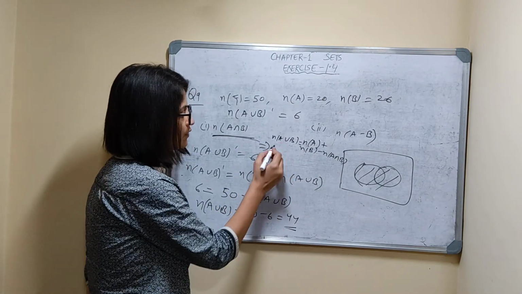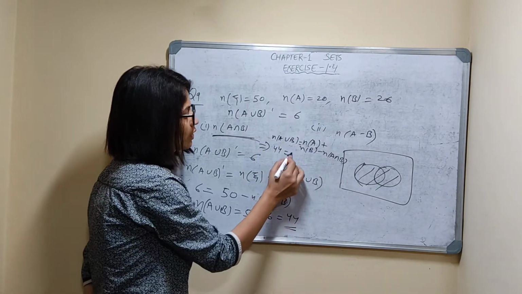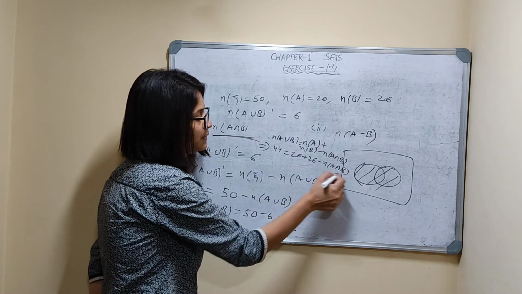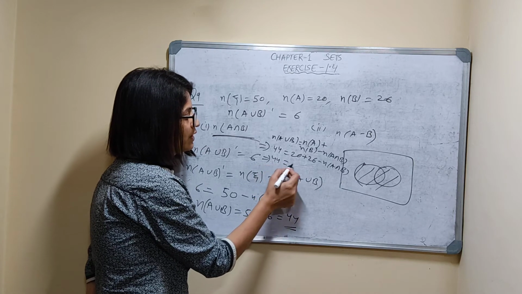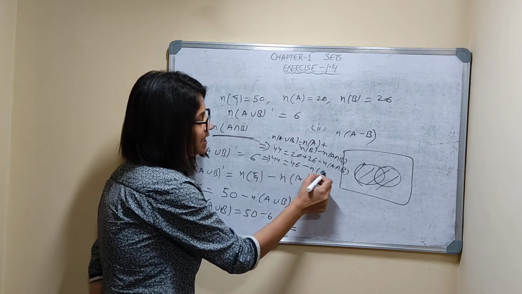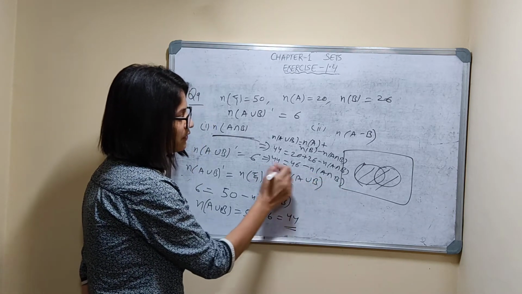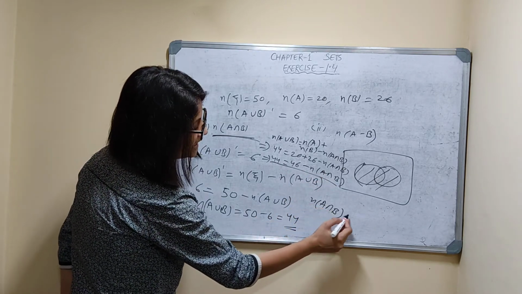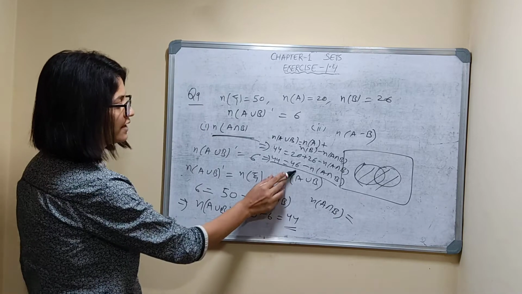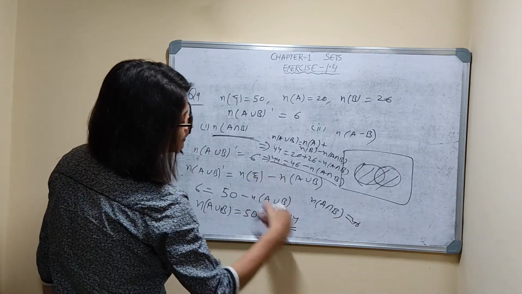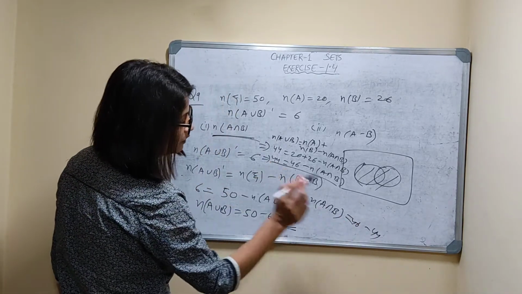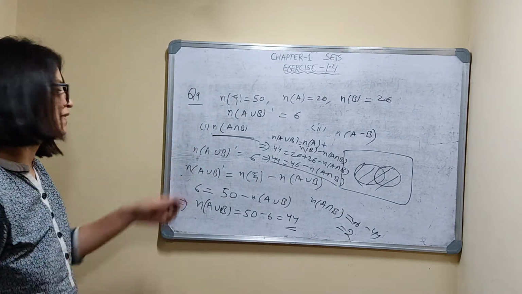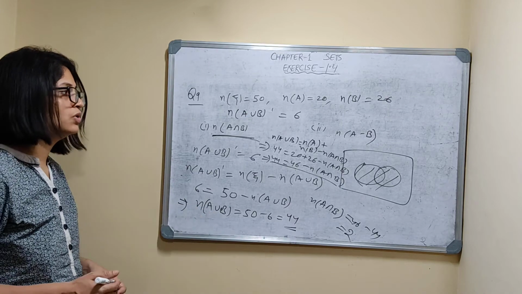So I will get 44 is equal to 20 plus 26 minus n A intersection B. 44 is equal to 46 minus n A intersection B. So this negative of n A intersection B will come this side, so it will be positive, n A intersection B is equal to 46 minus 44. That side it will go 44, it will be negative 44. So answer will be what? A intersection B. How many elements are there in A intersection B is equal to 2.